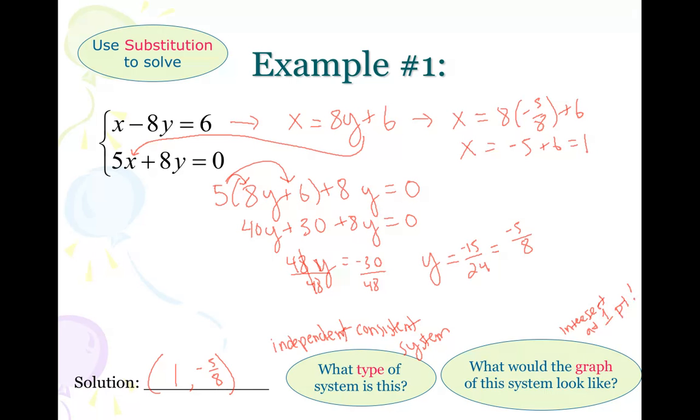They're going to intersect at one point, and this is where they're going to intersect, right? This is what makes both of them true. If I plug in a 1 and a negative 5/8, it makes both of these true. That is where the two intersect. That is the point that they share.